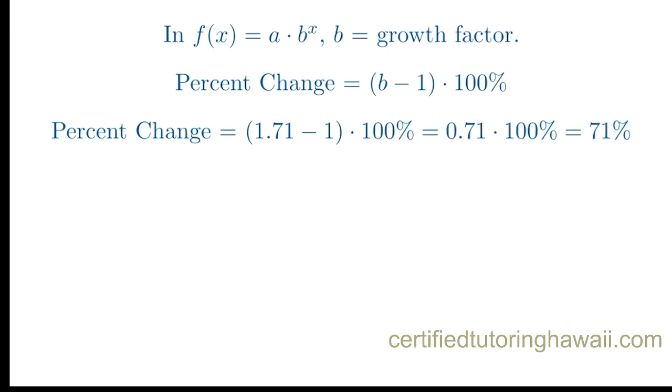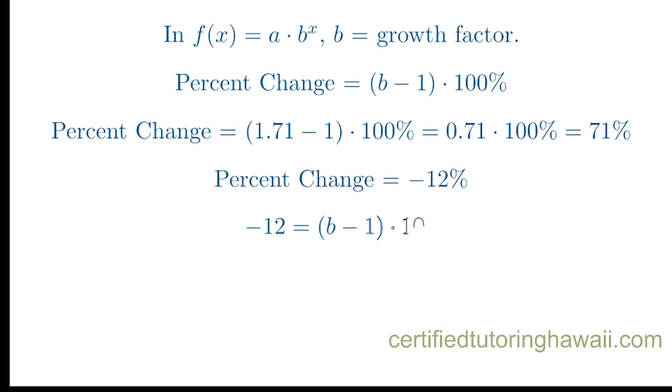It's important to be able to go in the other direction as well. For example, if a car's value depreciates at a rate of 12% per year, what is the growth factor B? First, we recognize that a 12% decrease means the percent change is negative 12. We set up our equation: negative 12 equals (B minus 1) times 100.